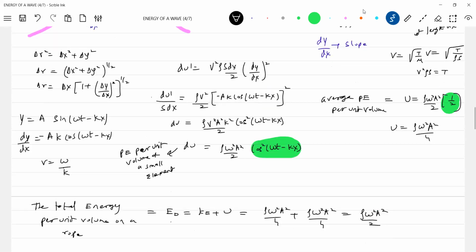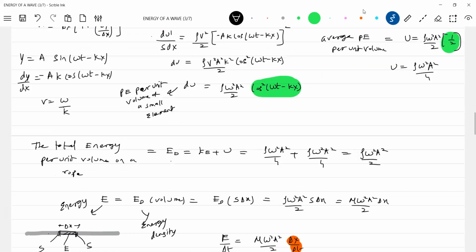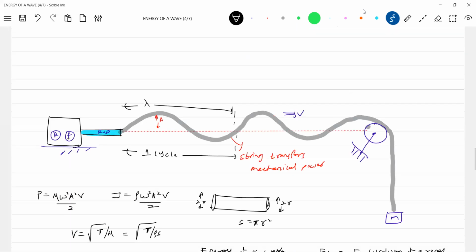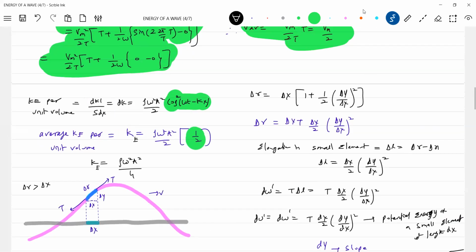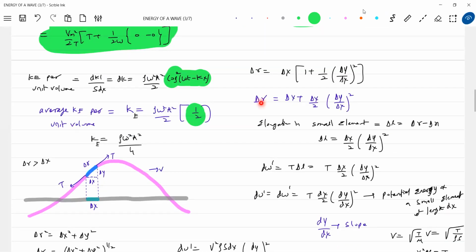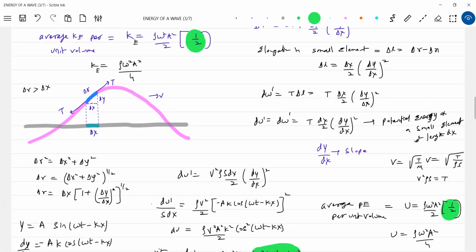See, from here, look at delta R minus delta X will be the change in length. Change in length by original length. What do we get? Half into dy by dx whole square. What is dy by dx? Nothing but slope. I'll write this part.